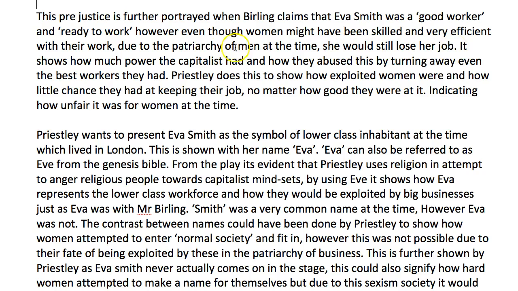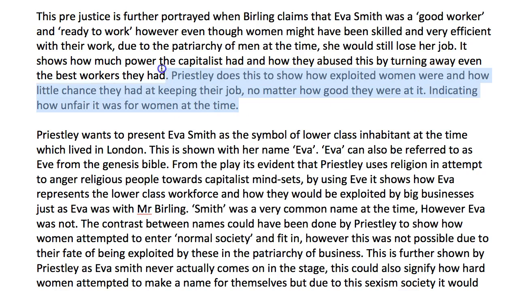That's a well-made point. You've used patriarchy correctly. It shows how much power the capitalists had and how they abused this by turning away even the best workers they had. That's a very valid point. Eva is a good worker, as you pointed out, and therefore should be the last person to lose their job. Priestley does this to show how exploited women were and how little chance they had at keeping their job, no matter how good they were at it, indicating how fair it was for women at the time.